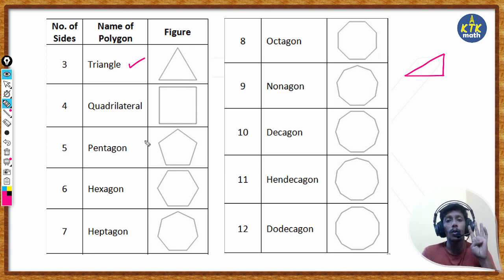And if a polygon contains 4 sides, then it is called a quadrilateral. Quadrilateral is a common name. Only for your understanding I have given a square as the diagram. Even rectangle is also a quadrilateral; trapezium, parallelogram, kite, rhombus, all these are also quadrilaterals. I am talking about any polygon which has 4 sides; it is going to be called a quadrilateral, which is a common name. And 5-sided means it is called a pentagon.